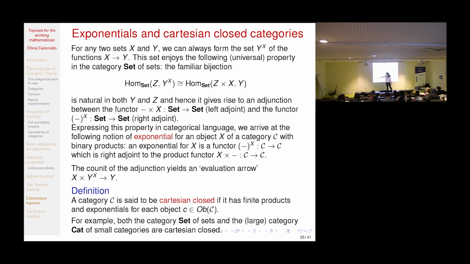You see, it takes an element of X and a function from X to Y, and it gives the value of that function at that element. So again, it is captured categorically. Definition: a category is said to be Cartesian closed if it has finite products and exponentials for any object. We have already encountered two fundamental examples of Cartesian closed categories. Of course, the category of sets, because of this, and the category of small categories.